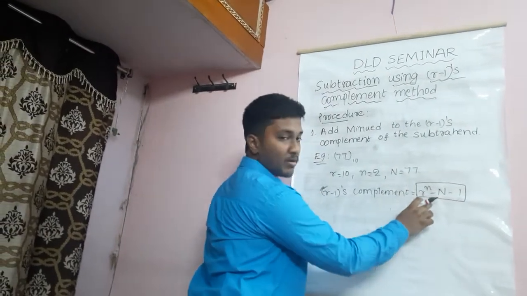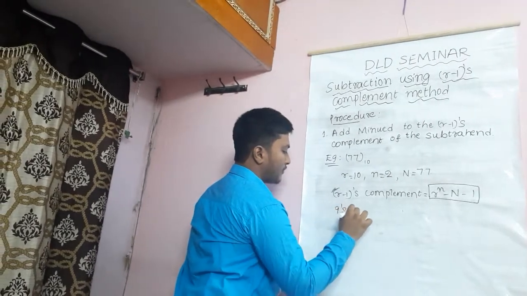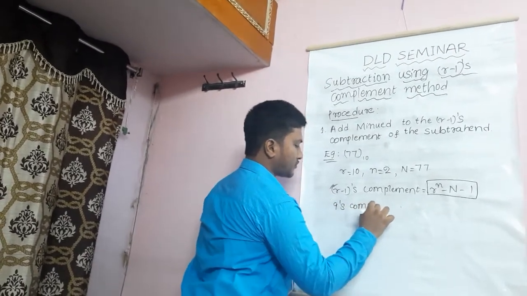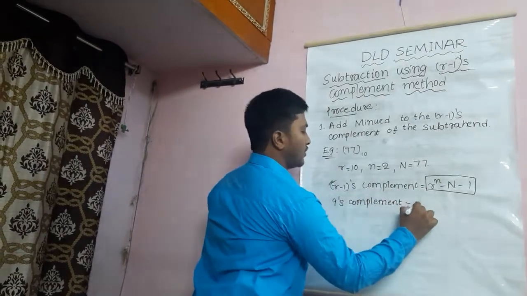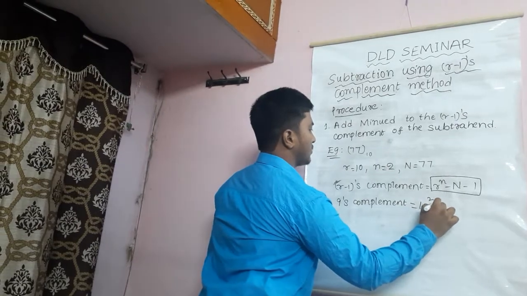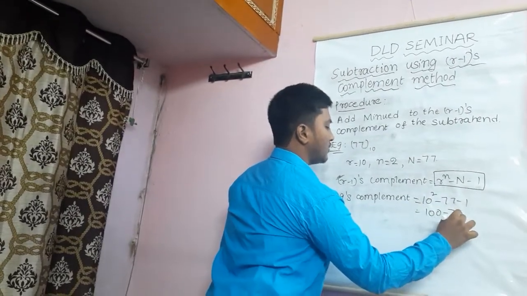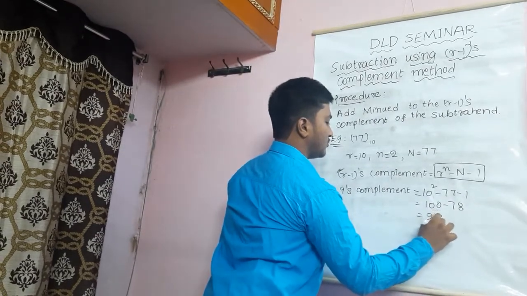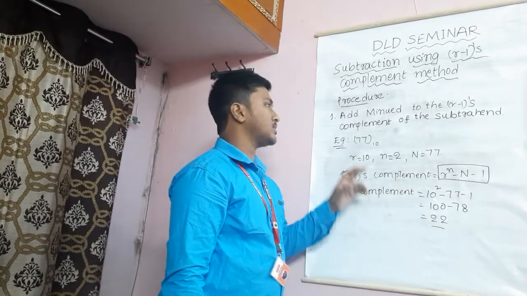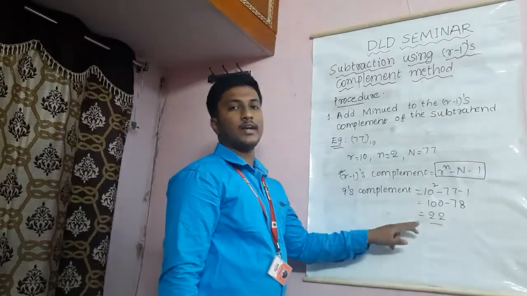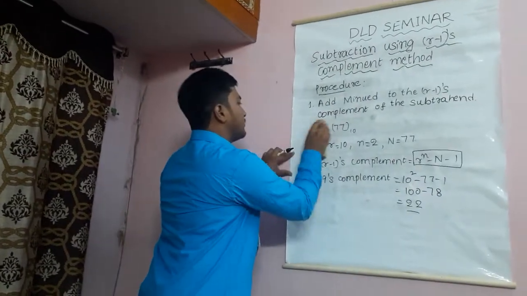Now I am applying this formula to the given number. So the 9's complement is equal to, small r is 10, 10 square minus 77 minus 1. So this is 100 minus 78, that is 22. So in this way we can find the r-1's complement of the subtrahend, and after finding it we should add it to the minuend. Now I am going to explain the second step.